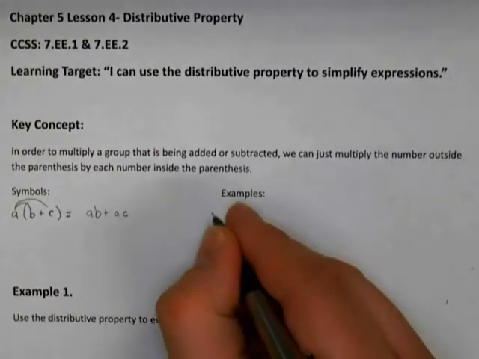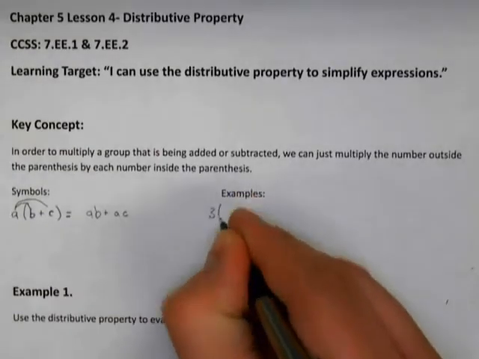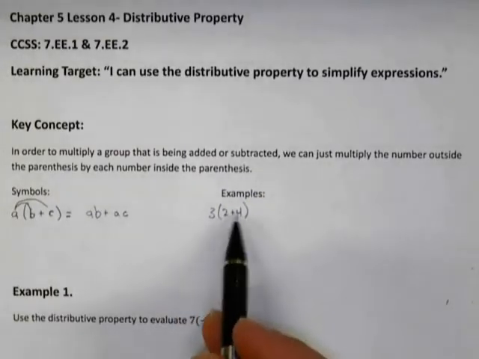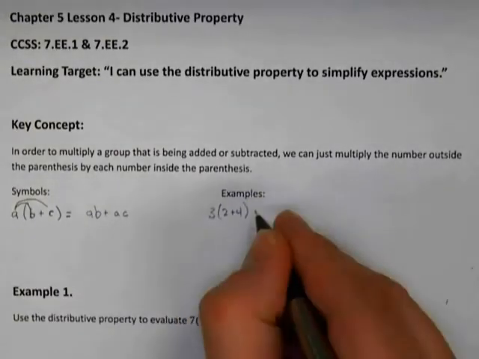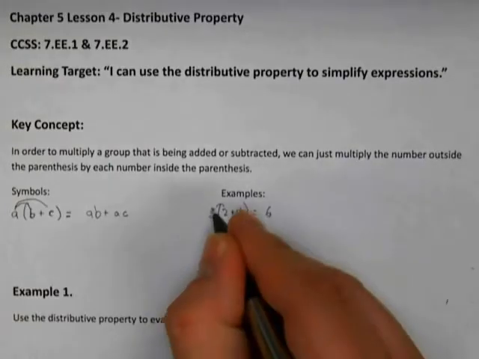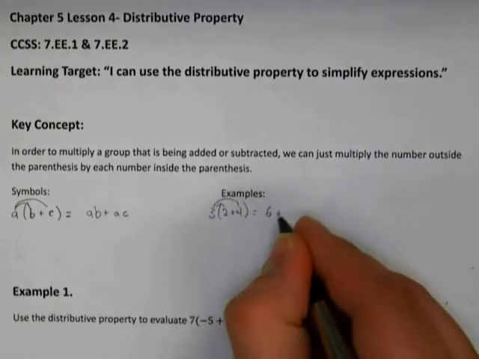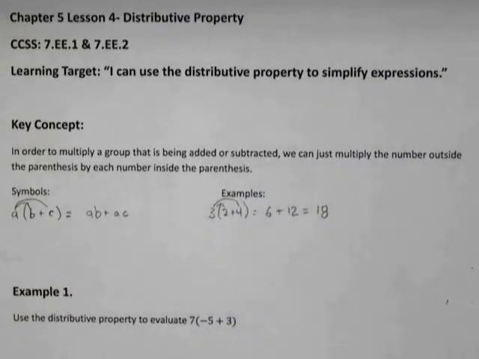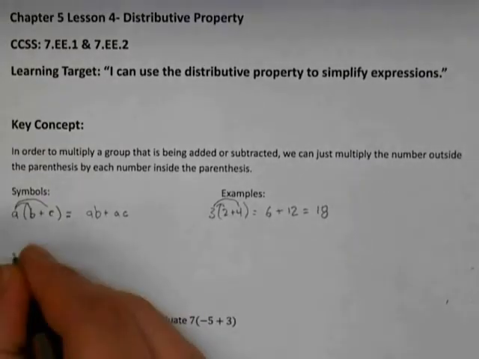And if we give an example with this, we could say 3 times 2 plus 4. Well, we know that's going to be 6 times 3 is 18, right? Well, let's check it out. 3 times 2 is 6, and 3 times 4 is 12. And voila, we get 18 again. How cool is that? So the subtraction way is the same exact thing.